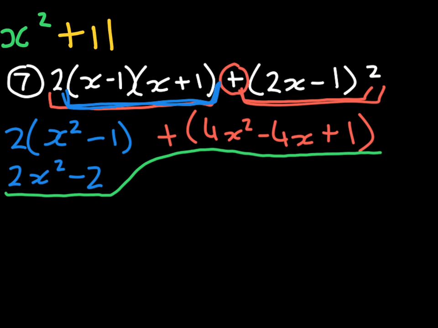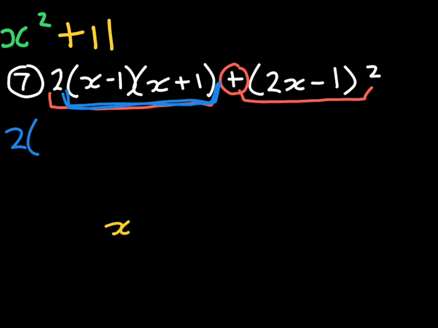Now we can simplify our expression, and to simplify, we need to find like terms. So here we've got 2x squared, and in the parentheses we've got 4x squared. We are plussing, so 2x squared plus 4x squared gives us 6x squared. Next, we can have a look at our x's. We only have a minus 4x, so we keep that.